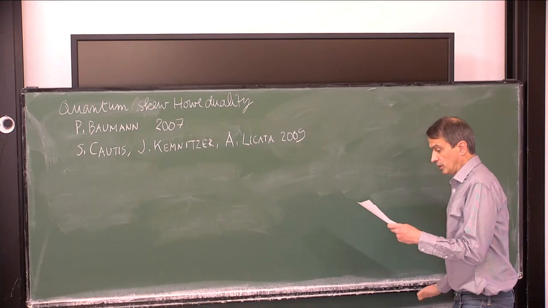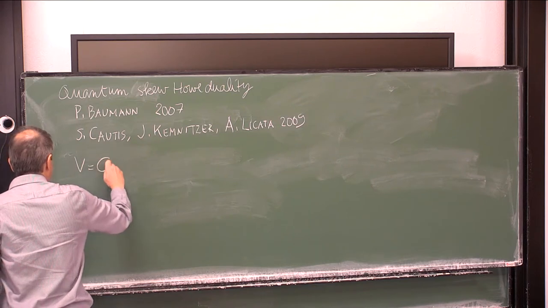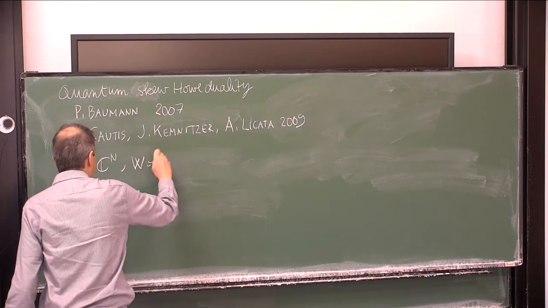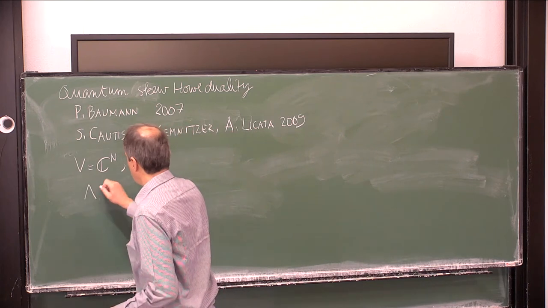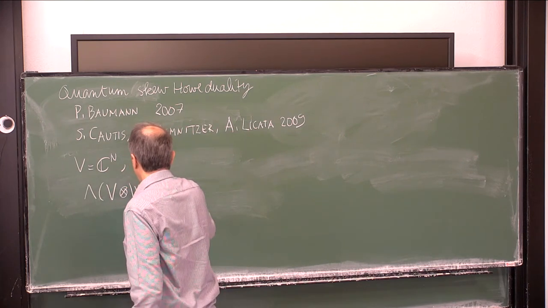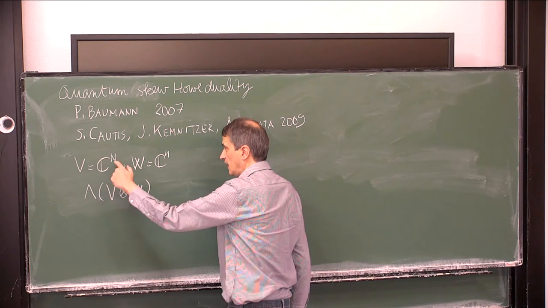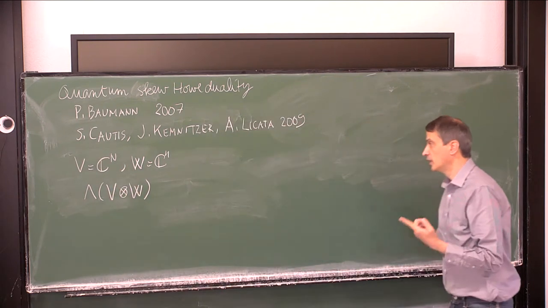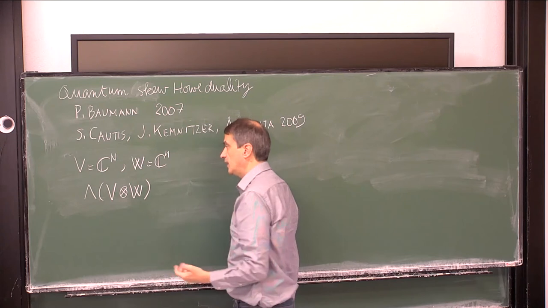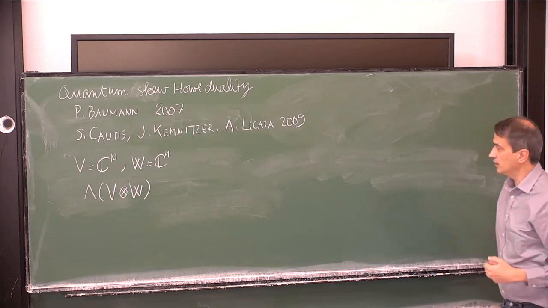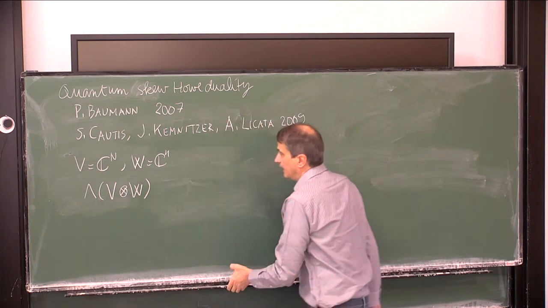So let me give the description of the way we understand it. V equal to C^N and W equal to C^n. And then in the classical case, we take V tensor W, and we have an action of GL capital N on V, and an action of GL small n on W, and they commute, and you have simple spectrum, namely they are a commutant of each other.